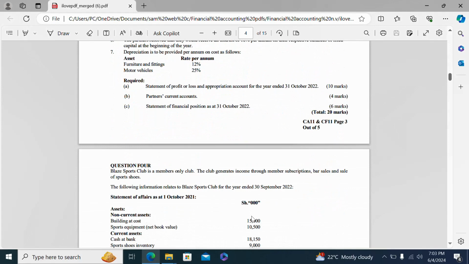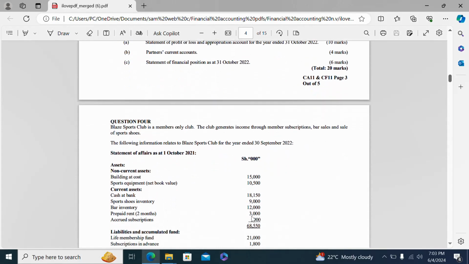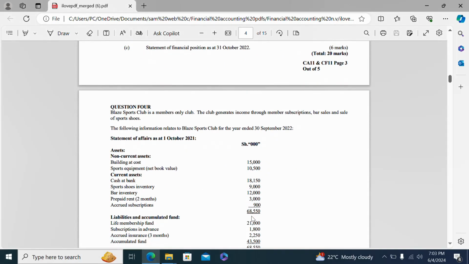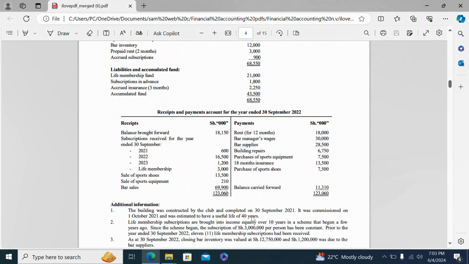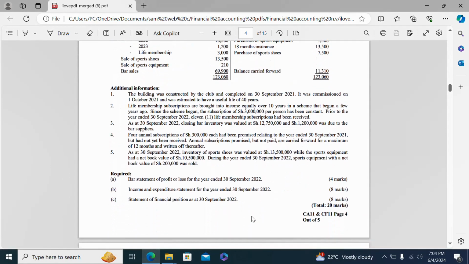We go to the next question, which is question 4. Breeze Sport Club is a members only club. So this question, what did it require? The question required a bar statement of profit or loss for the year ended September 2022. That is for part A. Part B, income and expenditure statement for the year ended September 2022. And part C, statement of financial position as at 30th September 2022.